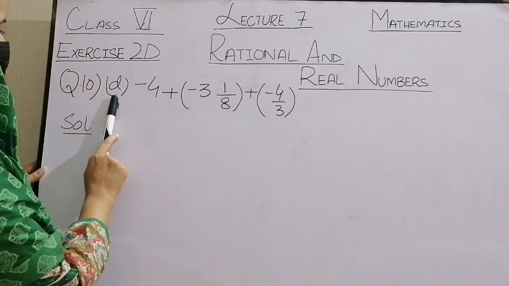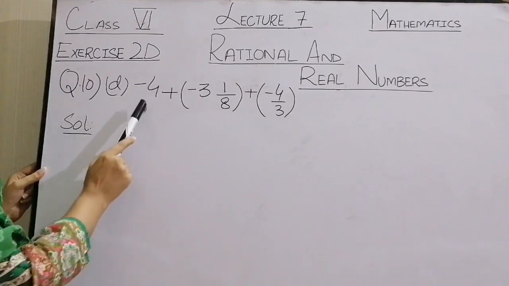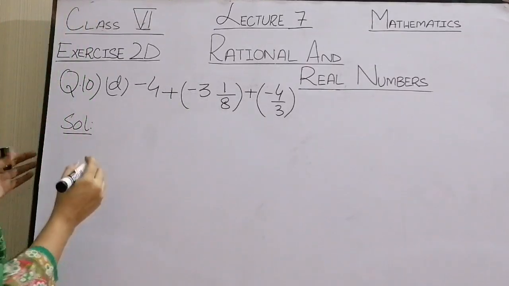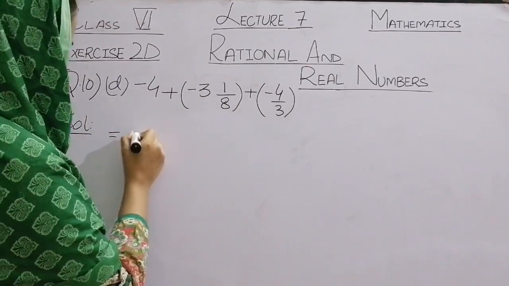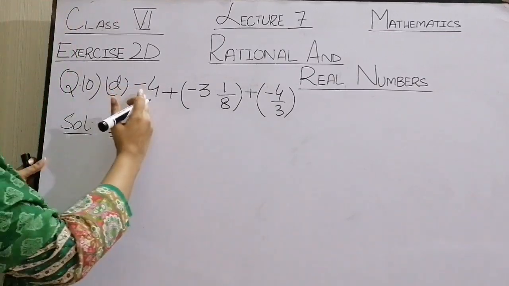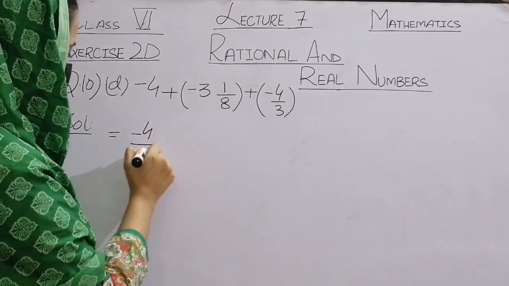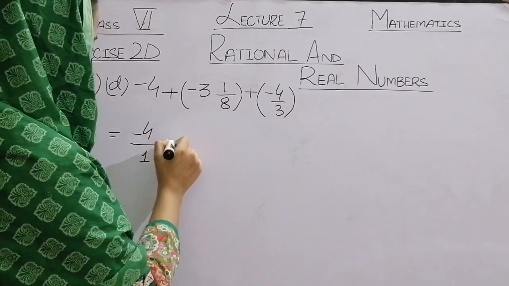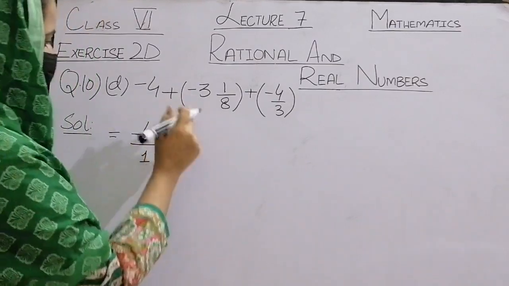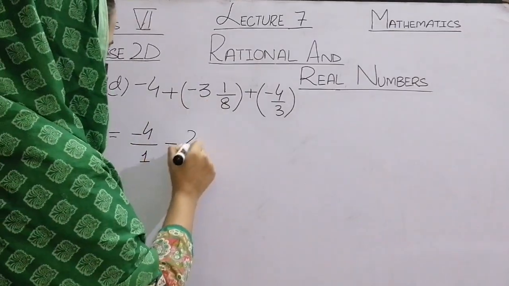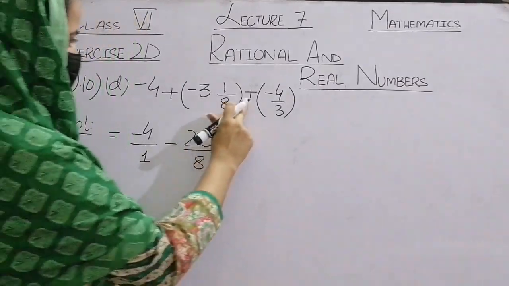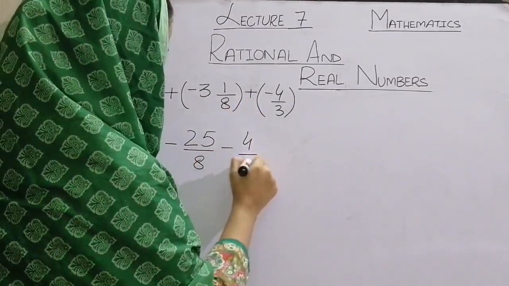Now we will do question number 10 part D. Minus 4 plus bracket minus 3 whole 1 by 8 plus bracket minus 4 by 3. Whenever a number is without a denominator, its denominator is 1. No denominator means its denominator is 1. Solve the brackets. Plus minus minus. 8 3s are 24. 24 plus 1, 25 over 8. Plus minus minus.